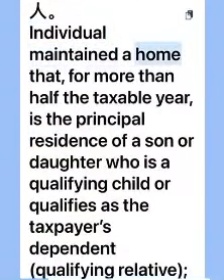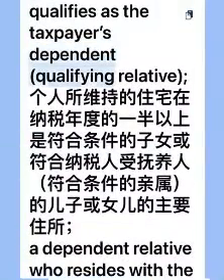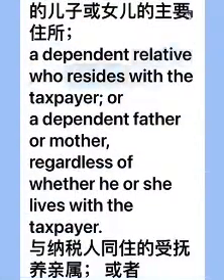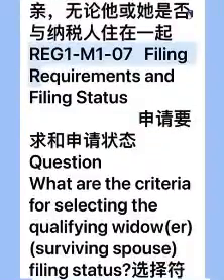Individual maintained a home that, for more than half the taxable year, is the principal residence of a son or daughter who is a qualifying child or qualifies as the taxpayer's dependent, qualifying relative. A dependent relative who resides with the taxpayer, or a dependent father or mother, regardless of whether he or she lives with the taxpayer.